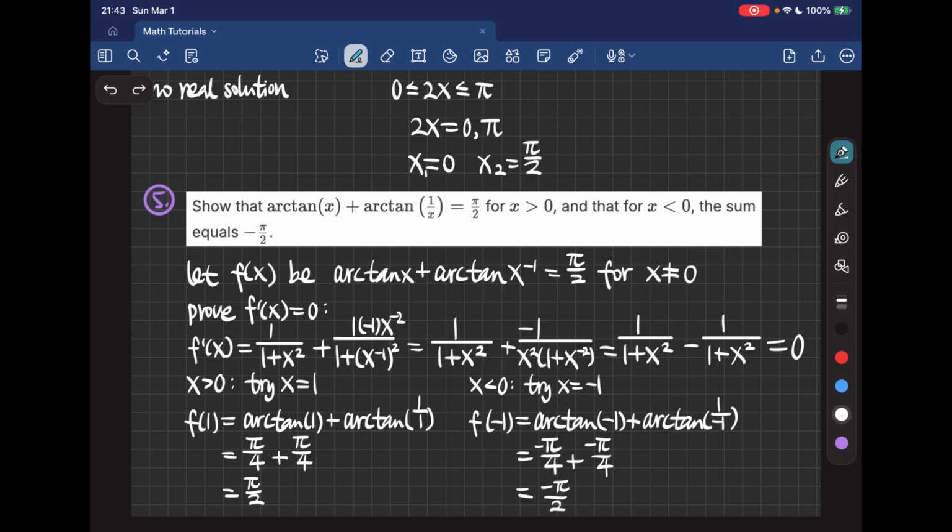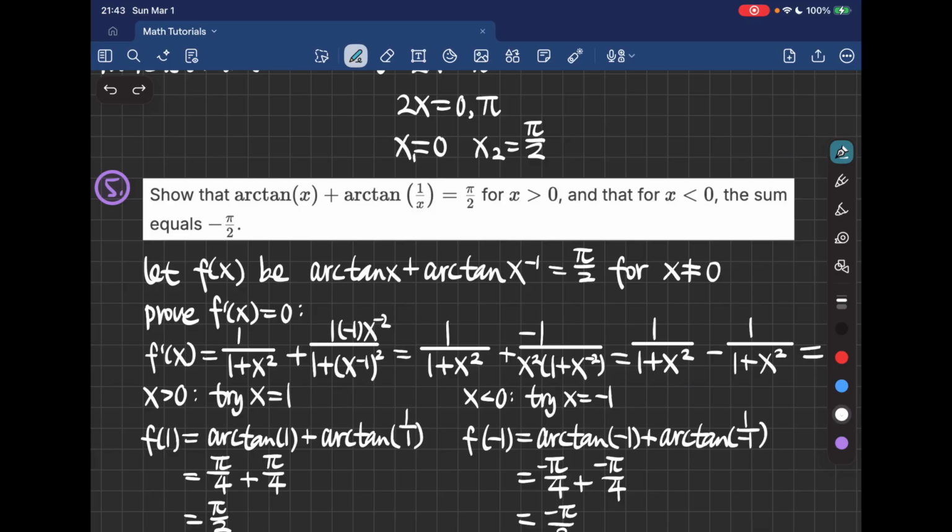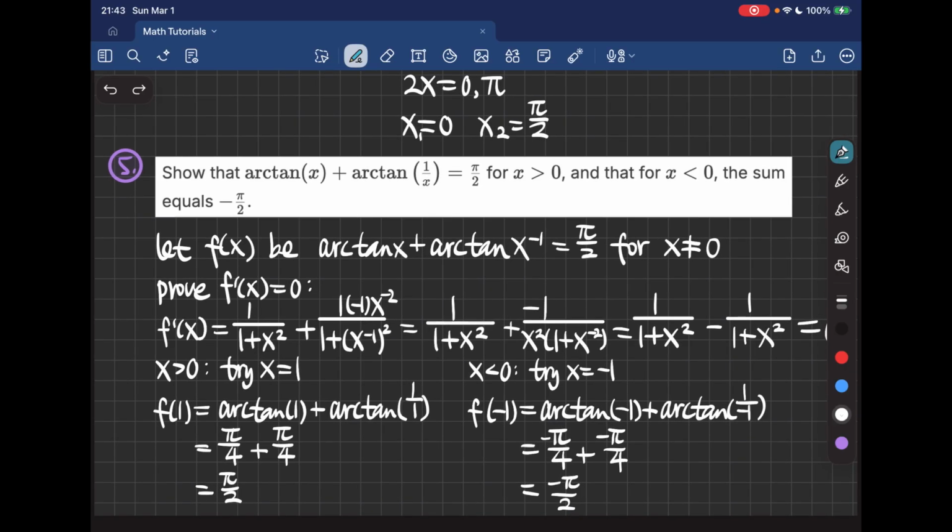So what I did is that I defined a function. I defined this entire sum as a function that equals a constant for x not equaling 0. And so I will prove that the first derivative of this function equals 0, because this function equals a constant right here. So the first derivative should be 0.